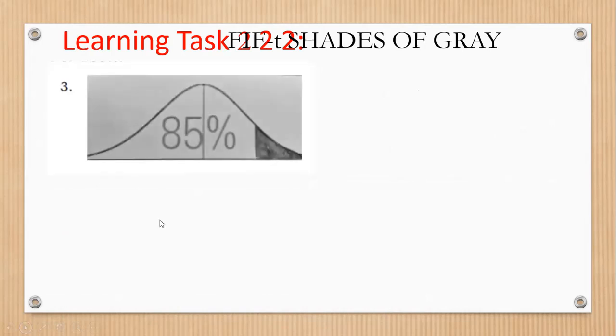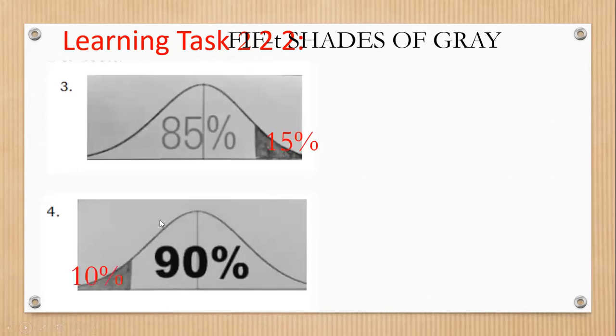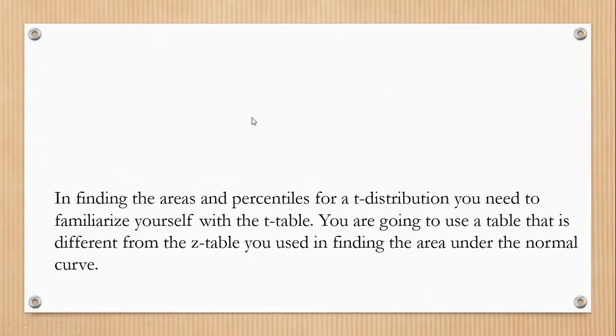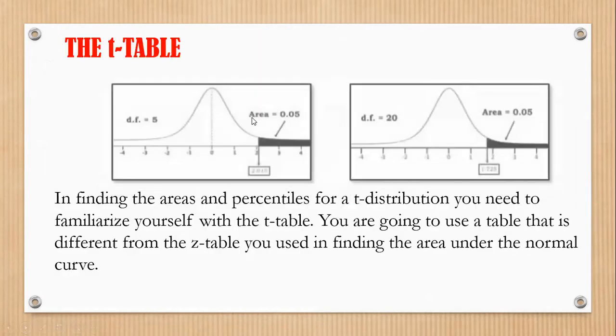Okay, so given 85, then that will be 15. Given 90, it's 10%. Given 95 for the two tails, then you have to divide the 5%. Thus, we have 2.5 on each tail of the curve. Okay, so next we have the t-table.